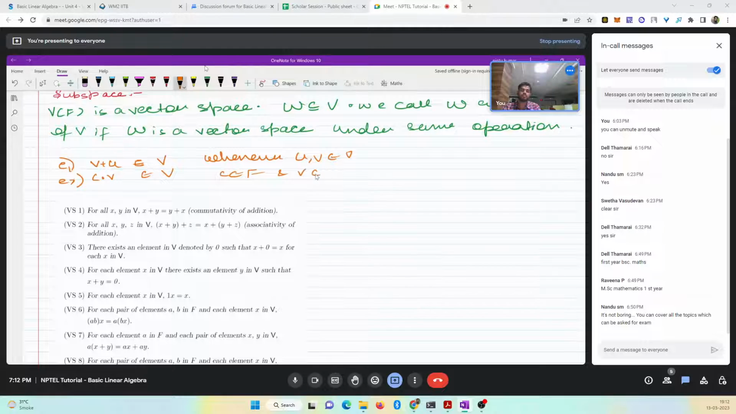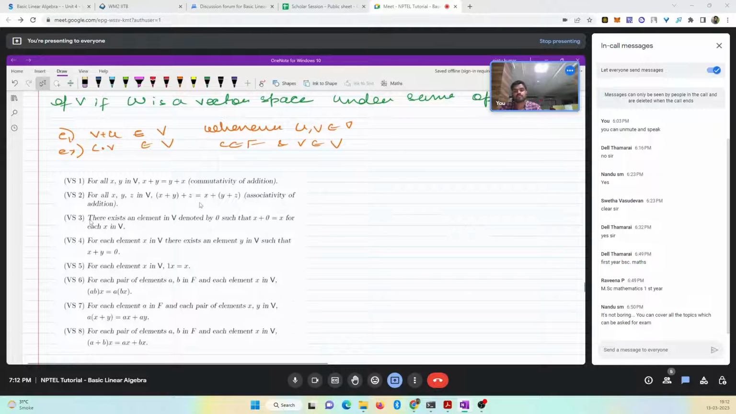And V belongs to V. Okay. Now, let's say our W is a subset of V. Now, if you look at these properties, Vs1, Vs2, and then this property, this property, this property, whichever ones I have ticked, so Vs1, Vs2, Vs6.